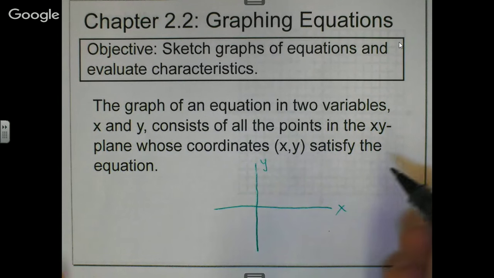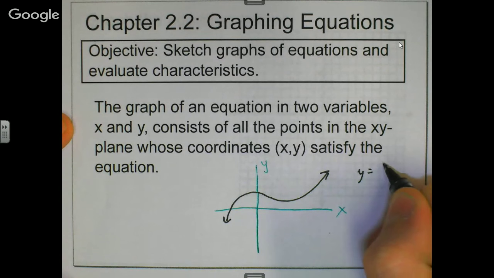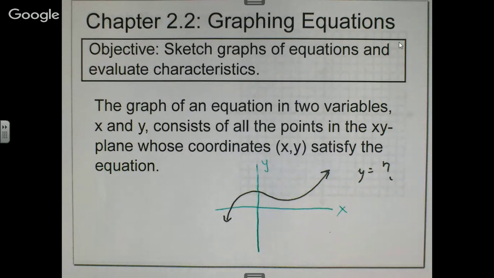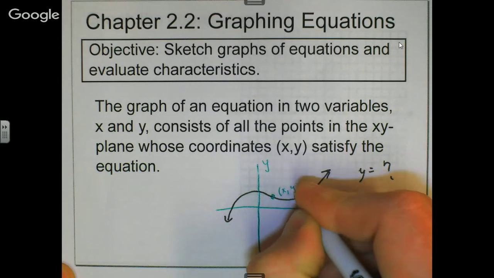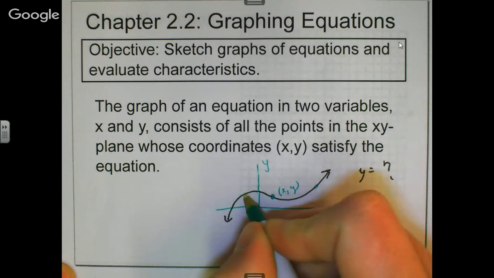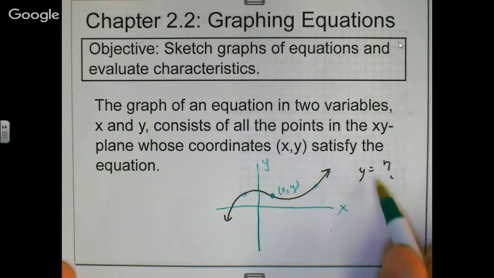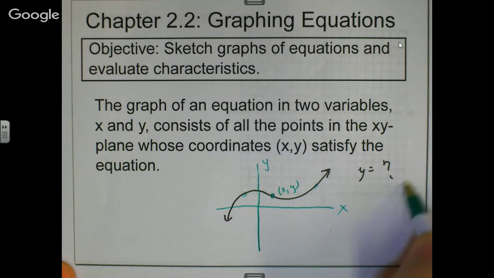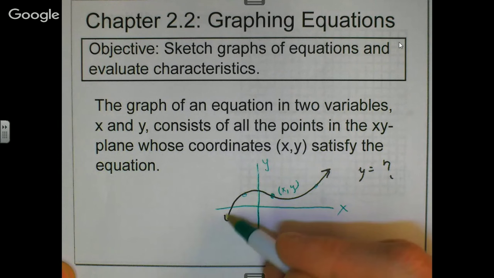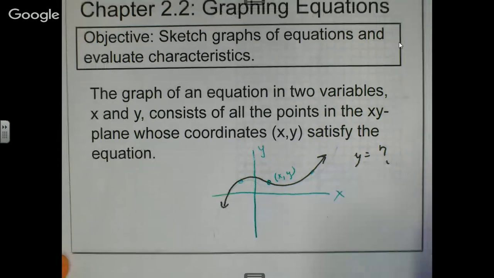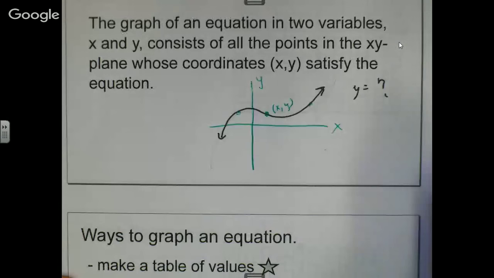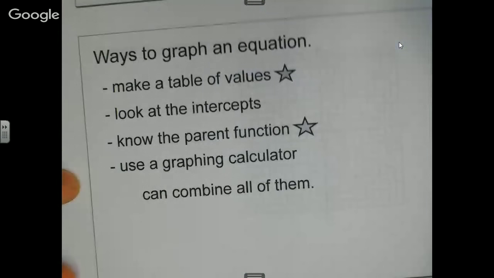So if I have some equation here, let's say y equals something, all of the points on that line, so say this point x comma y and this one or this one, all these points would make this equation over here true. So that's why we can graph equations. It's every point that makes this true, so even decimals and fractions and all those numbers in there.